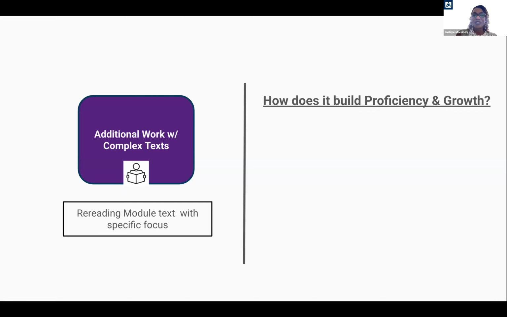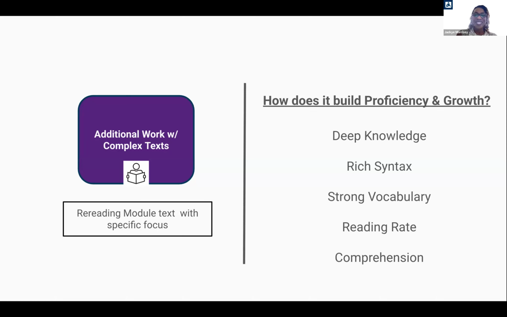You'll start seeing that whenever your students are engaging in this additional work with complex text, they are improving their foundational reading skills and also their comprehension skills as well. So we want to make sure that our students are being engaged with more and more opportunities to read complex text on new topics. As they do so, they're gaining deeper knowledge. They're increasing their syntax, their vocabulary acquisition, their rate of reading or fluency, and they're also growing in comprehension. Those are skills that we definitely don't want our students to miss out on.